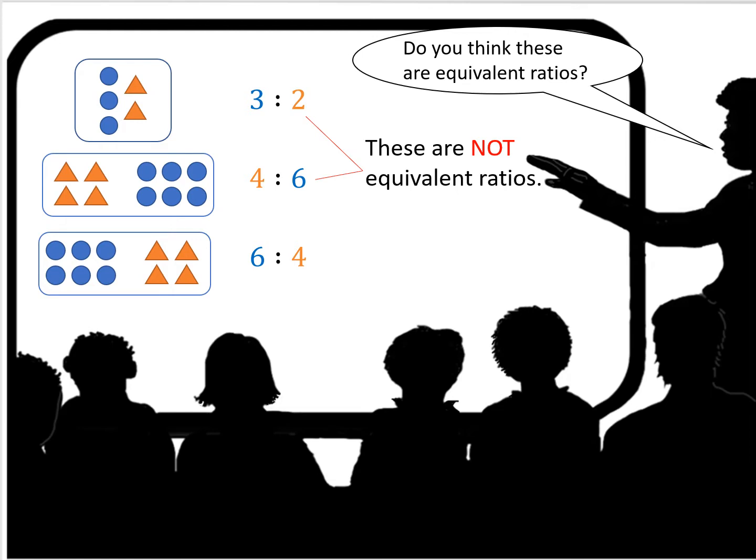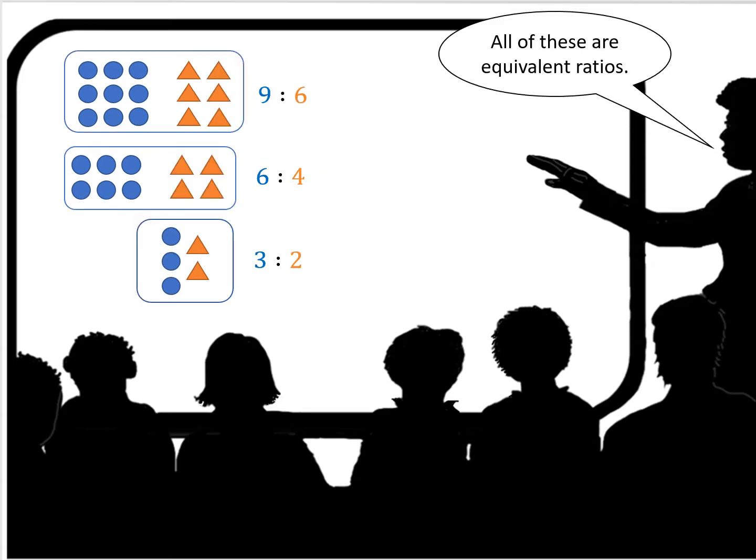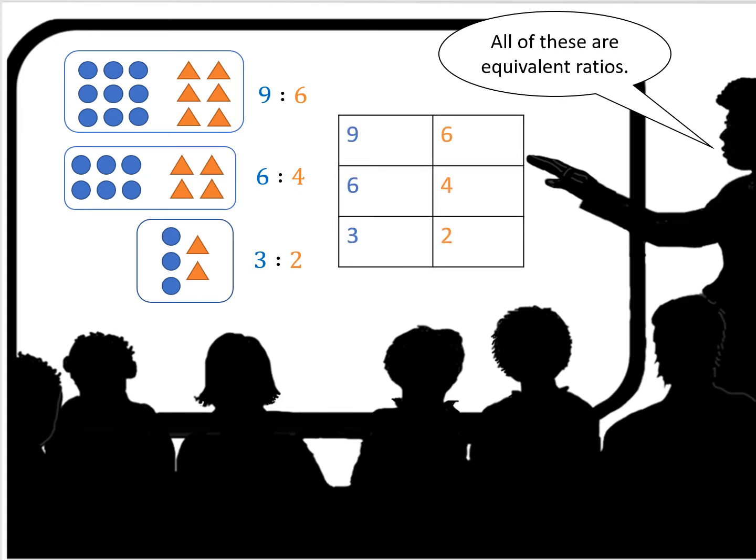We're going to take a look at this in table form and see what's going on. All of these are equivalent ratios, 9 to 6, 6 to 4, and 3 to 2. If I put it in table form, I can see that going from 3 to 2 to 6 to 4, I use a multiplier of 2. And then I can see going from 3 to 2 to 9 to 6, the multiplier is 3.